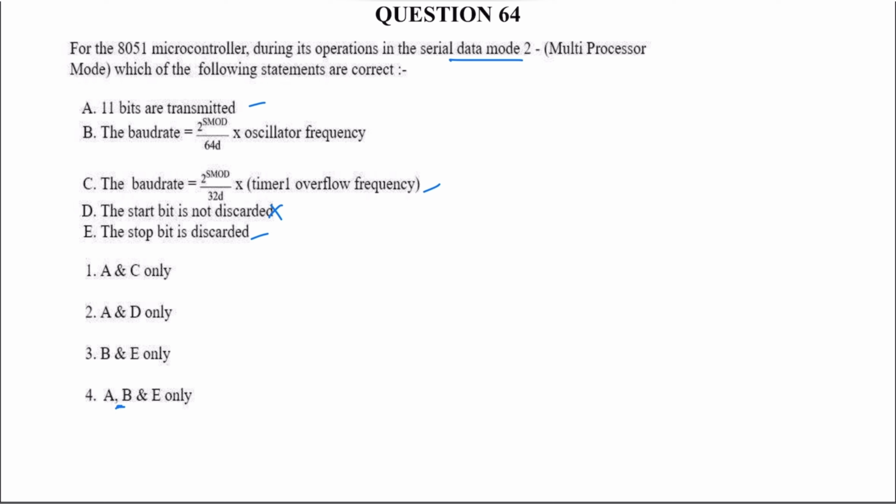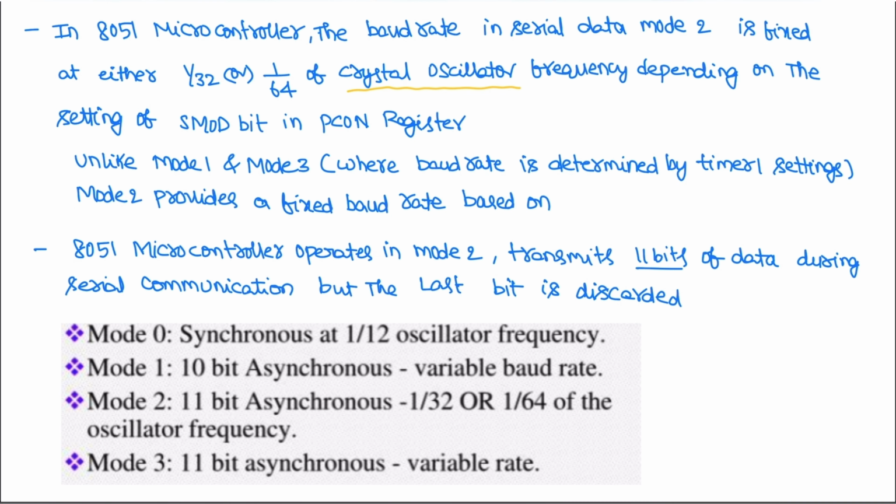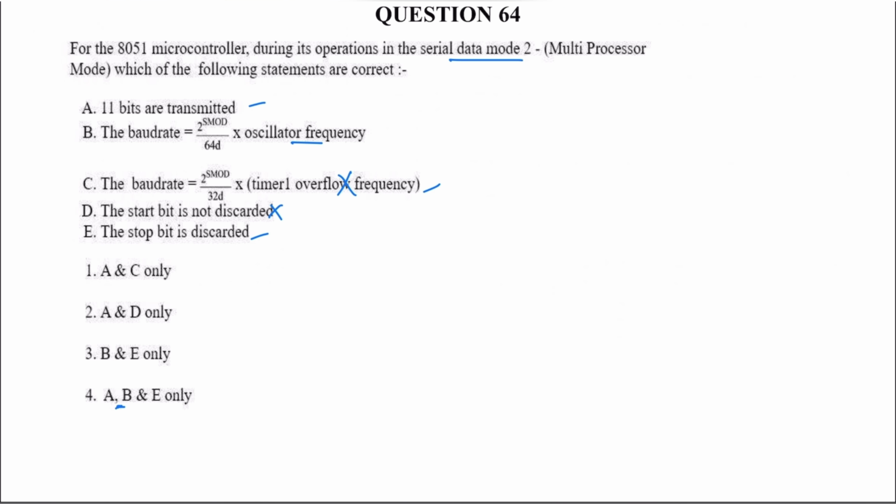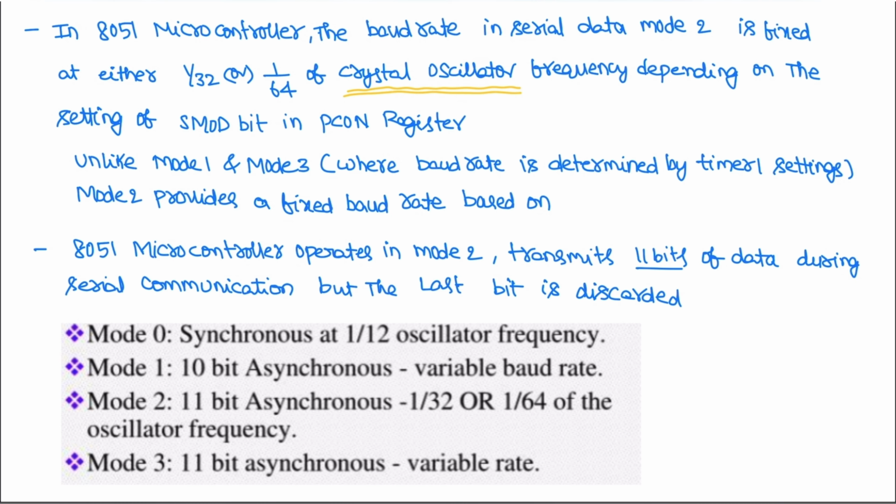So it is not the timer 1 oscillator frequency. It is the timer 1 overflow frequency, but it is 1 by 32 or 1 by 64 times the crystal oscillator frequency. Here it is mentioned crystal oscillator frequency. So statement B is correct. Statement C is wrong. Statement E is correct because the stop bit is discarded, and the last bit is discarded.